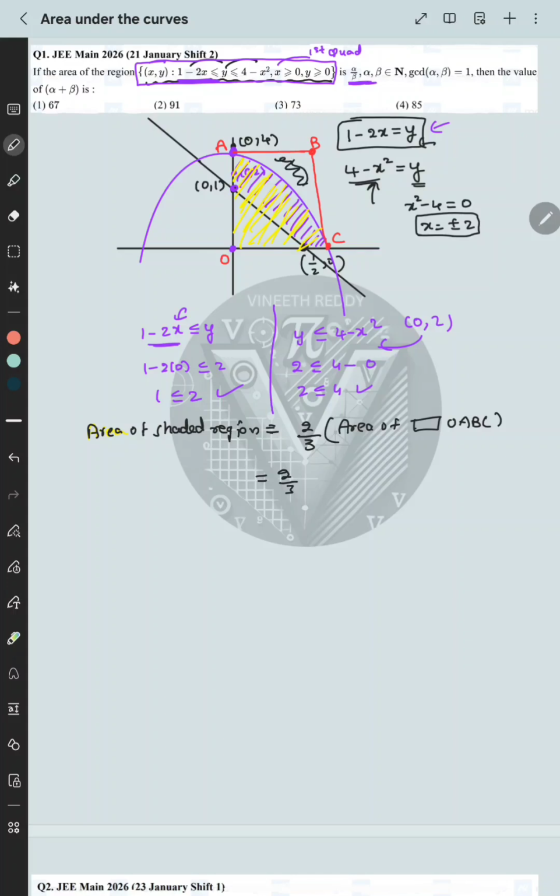And what is the area of this region? This should be 1/3 the area of the rectangle. Okay, I hope you understood that. Anyways, so that should be 2/3 the area of the rectangle.